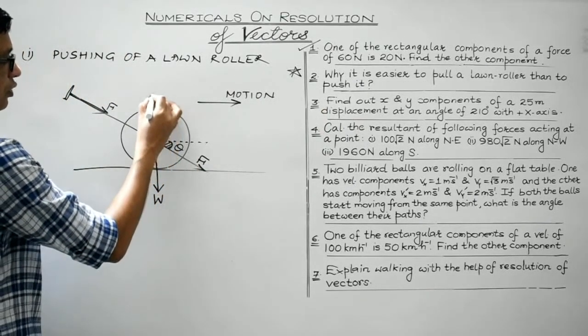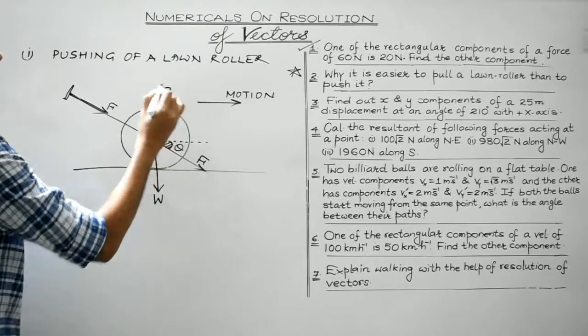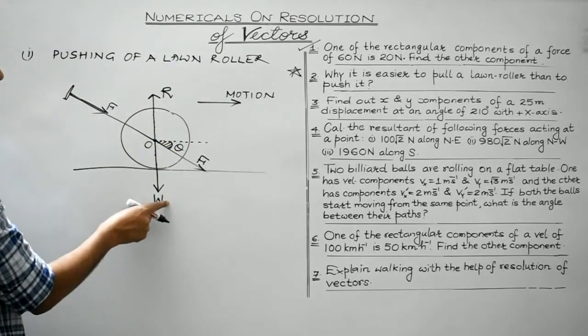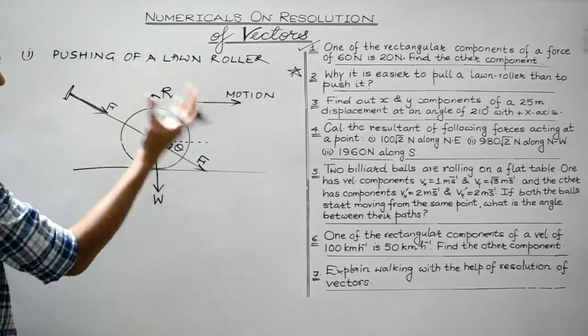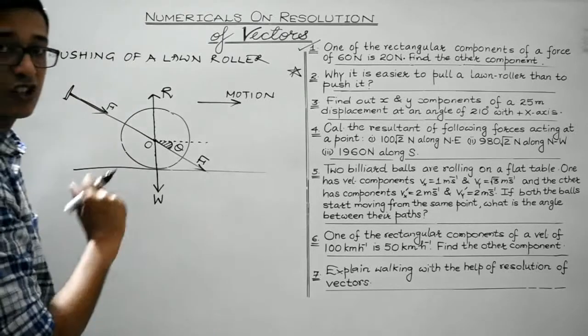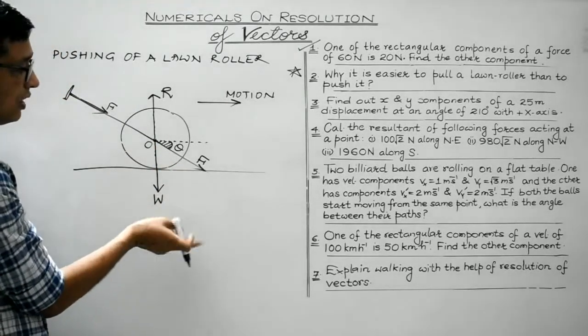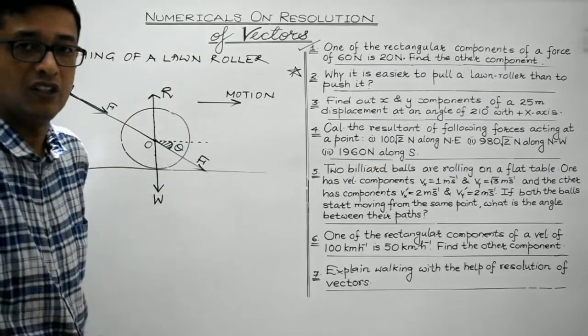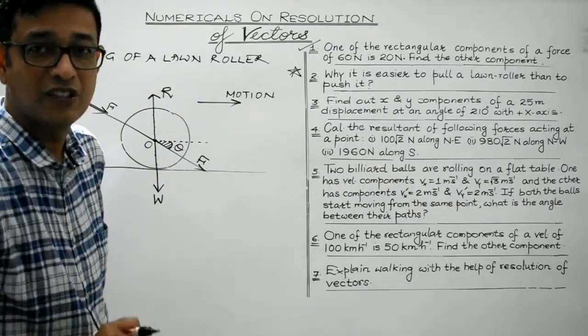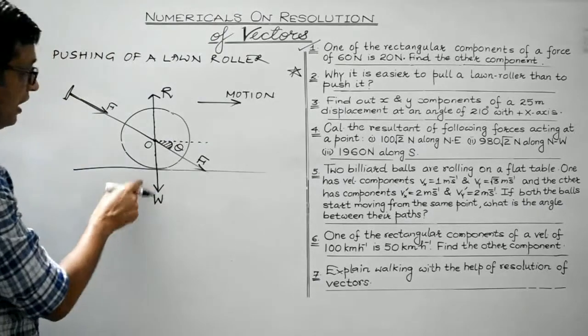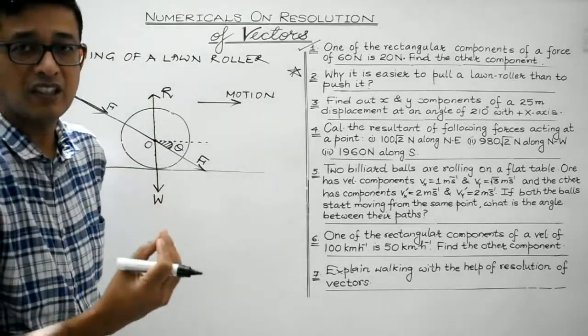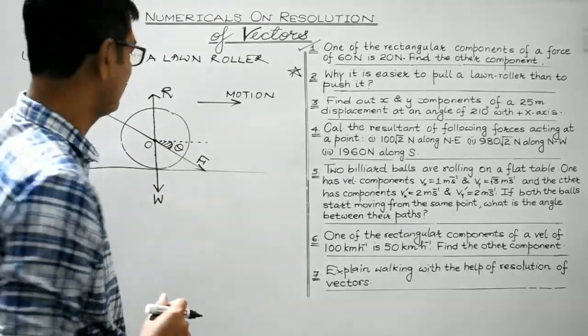This may be considered to be R. R is the reaction force. This may be considered to be action. Whatever force is exerted by the ground, that is action, and this is the weight. And remember, action is acting on the ground, while reaction is acting on the lawn roller. They never cancel out the effect of each other, right? But weight and reaction, if the body is at rest, they tend to cancel out the effect of each other.